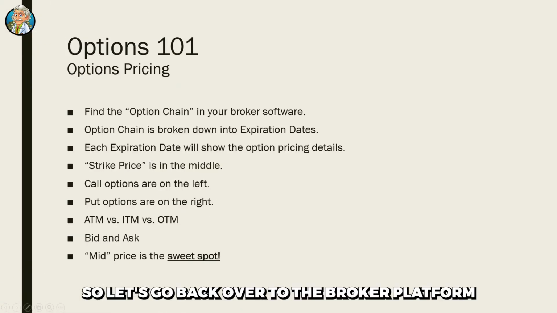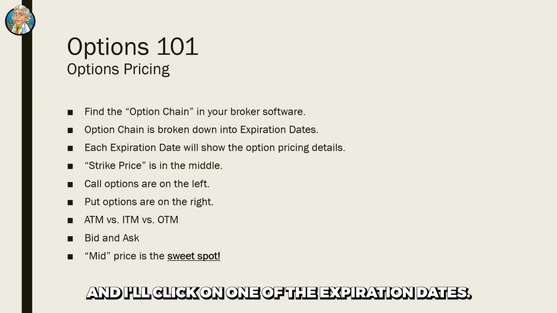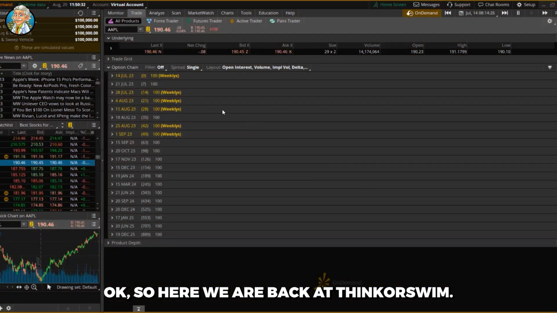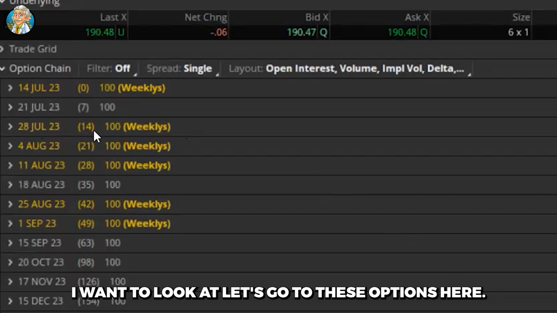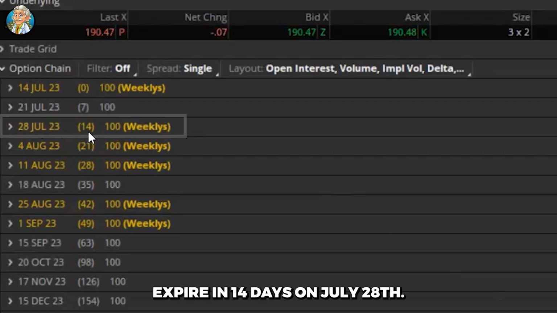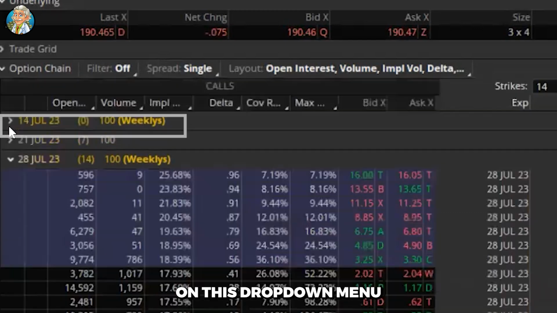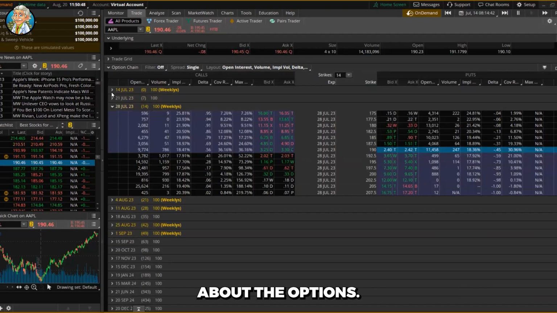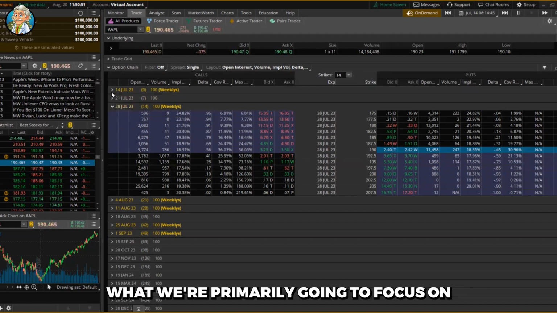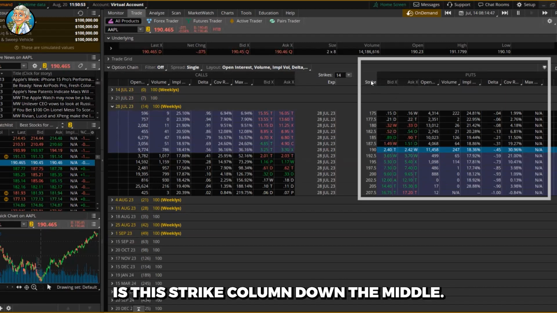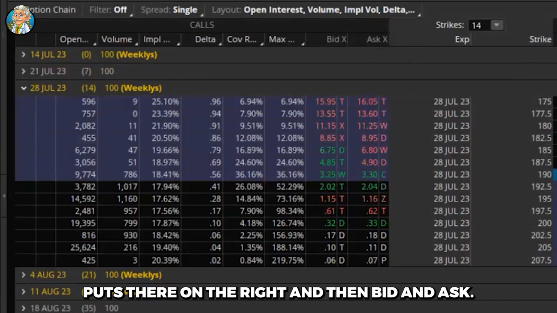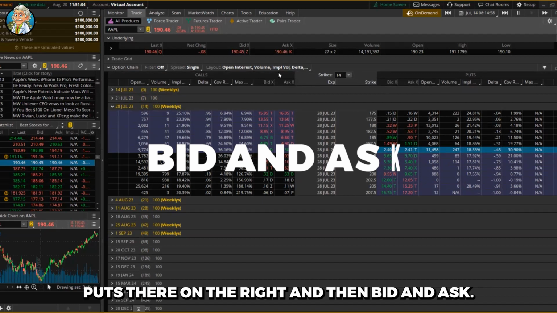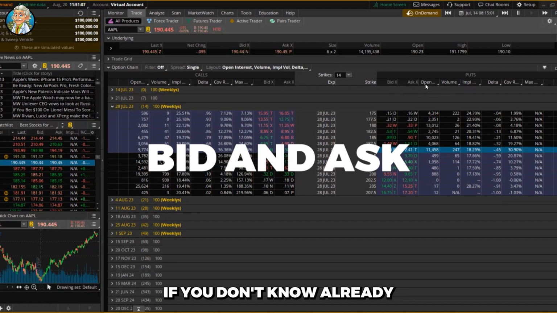So let's go back over to the broker platform, and I'll click on one of the expiration dates. Okay, so here we are back at Thinkorswim. Let's go to these options here. These contracts for Apple expire in 14 days on July 28th. I'm going to click on this drop-down menu, and we're going to see some information about the options. I'll explain what these are in a minute. What we're primarily going to focus on is this strike column down the middle, the fact that calls are on the left and puts are on the right, and then bid and ask. I'll explain what those mean if you don't know already.